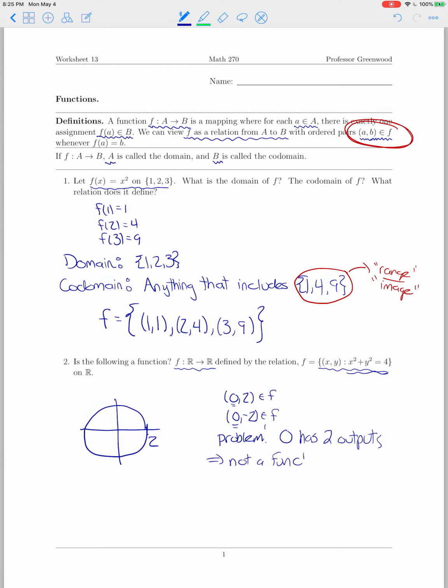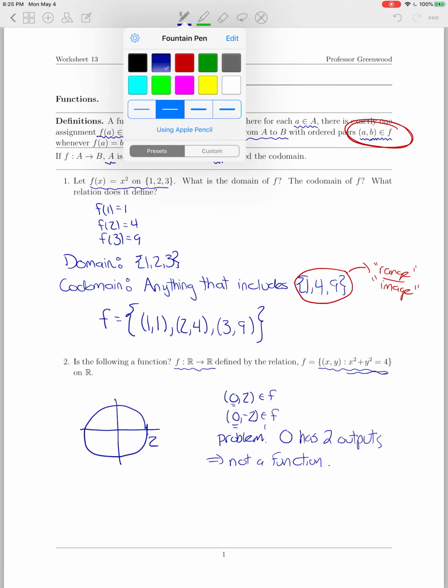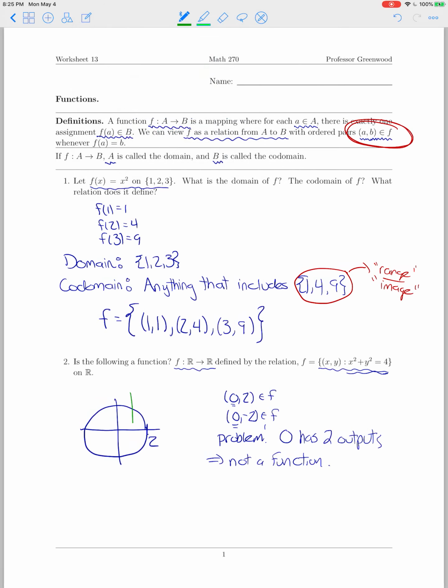If we want to relate this back to pre-calculus, then what we're testing right here is the vertical line test. This function does not pass the vertical line test because there are vertical lines where there's more than one assignment on that line, or in other words, more than one spot where the function intersects that line.